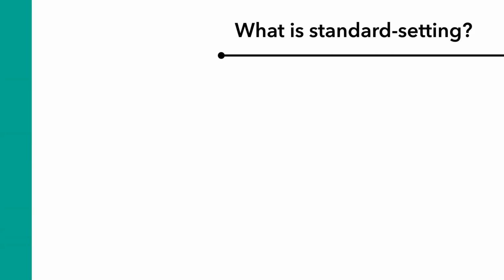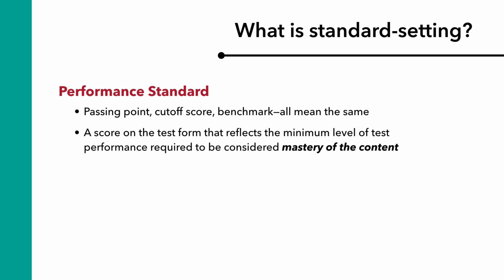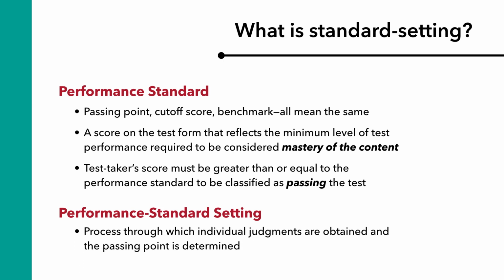Now let's talk about performance standard setting. When discussing a test score, you may hear terms such as passing point, benchmark, or cutoff score. These are all different ways of referring to a performance standard, which is the score on an exam that reflects the minimum level of test performance required to be considered mastering the content. In order to be classified as passing the test, a test taker's score must be greater than or equal to the performance standard. We set the performance standard by collecting individual judgments on test items from subject matter experts.